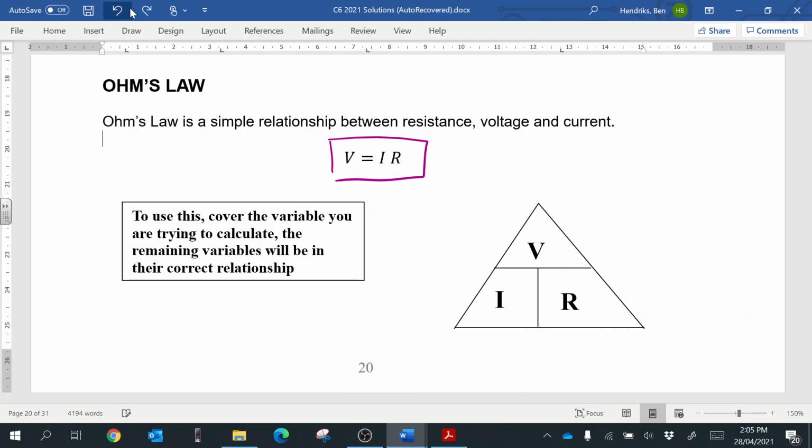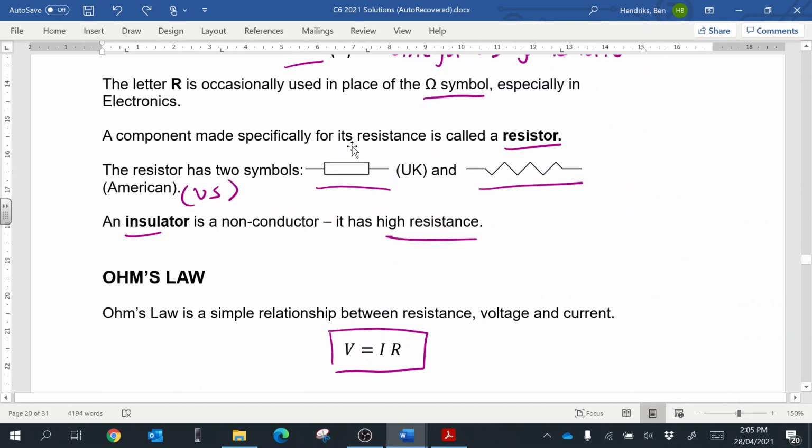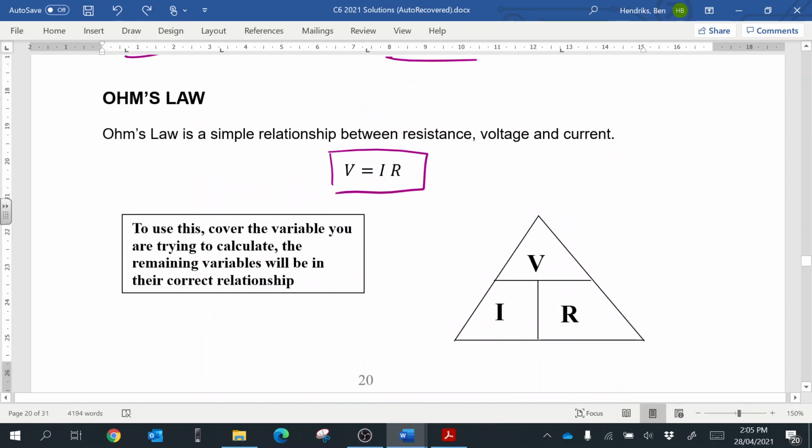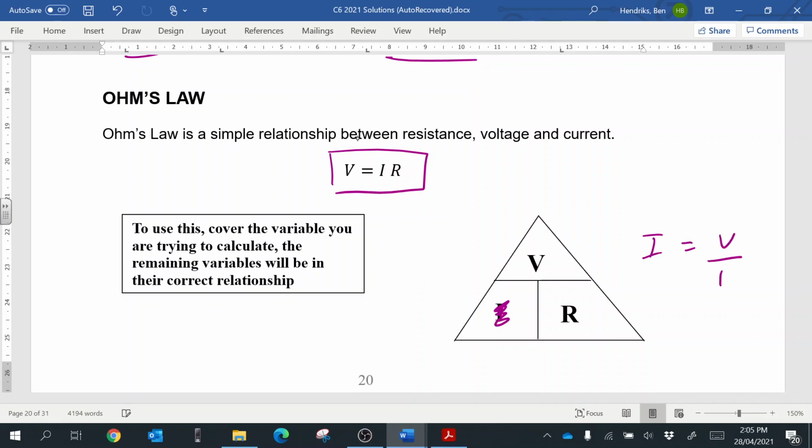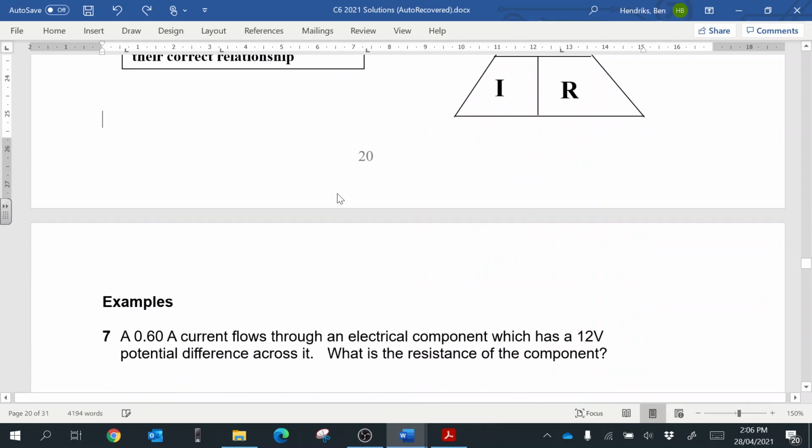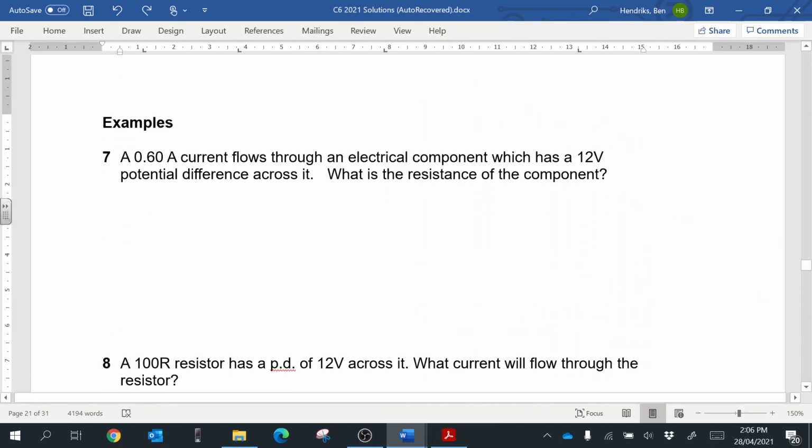If we want to find out what I is equal to, we cover that up, and I equals V divided by R. And the last one is, if we cover up R, we want to know what R is. R equals V over I. So that triangle does help some people, so that's what it's there for. Feel free to use it if it helps. Good. Okay, so we have a few examples now.